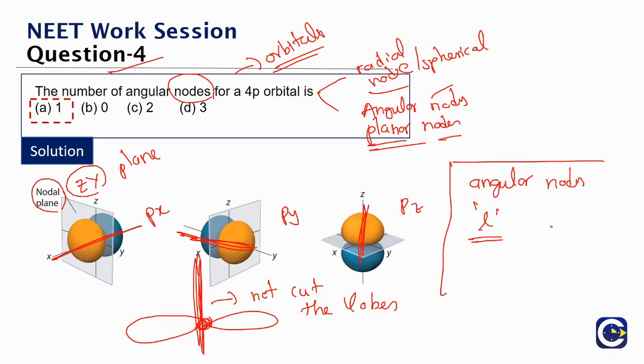P means L is equal to 1. D means L is equal to 2, so there we'll have 2 angular nodes. F means L is equal to 3, so there we'll have 3 angular nodes, like that. So the number of angular nodes is given by the empirical formula L.